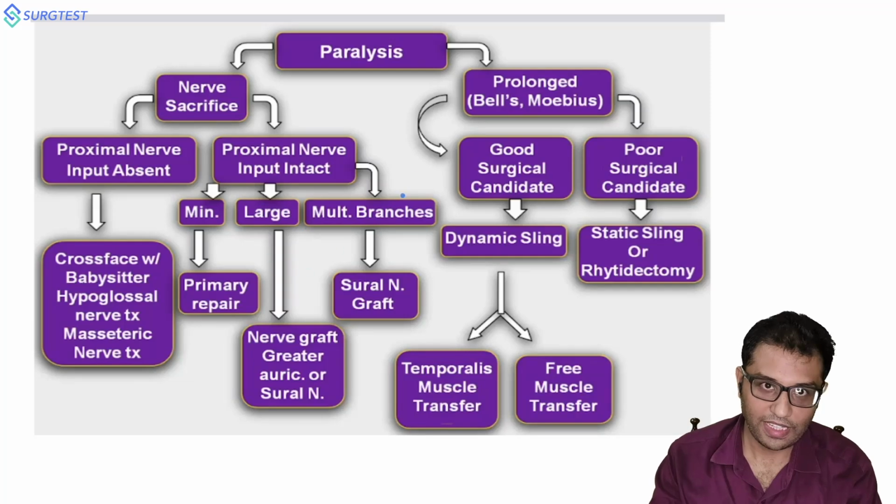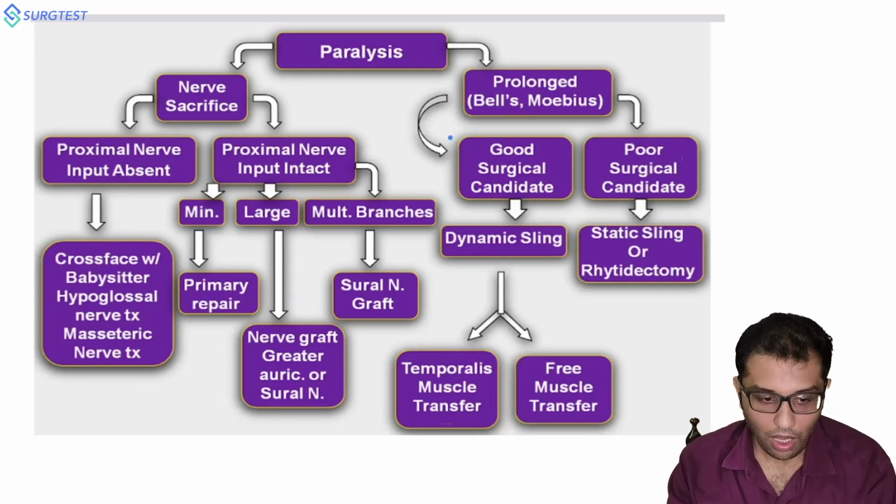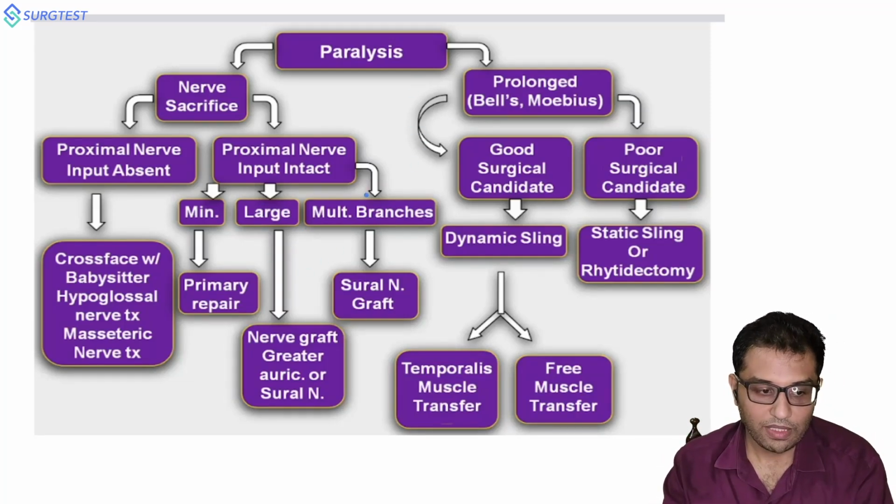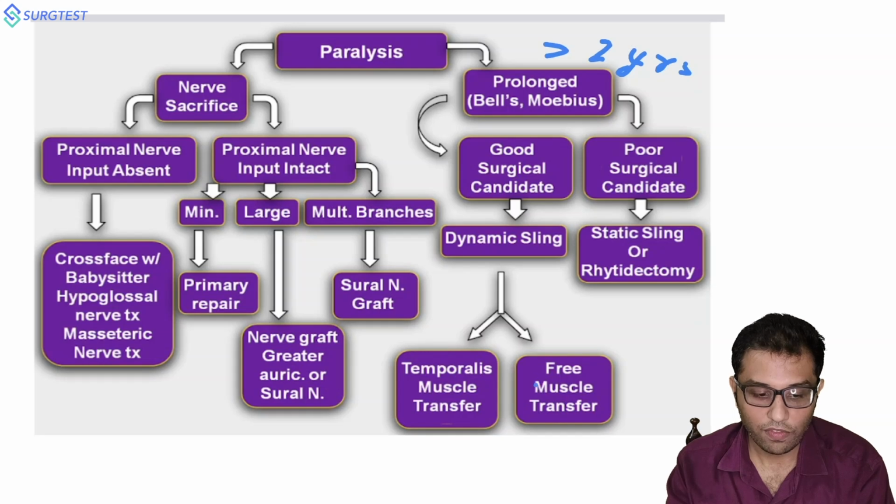So just summarizing my topic with this table. The whole topic can be summarized with this table. If the paralysis is more than 2 years, that is a prolonged paralysis, that is, the motor end plate function is gone. Now nerve transfer techniques won't work. Then you have the option of muscle transpositions or free muscle transfer.